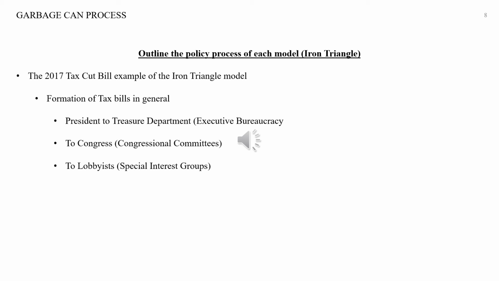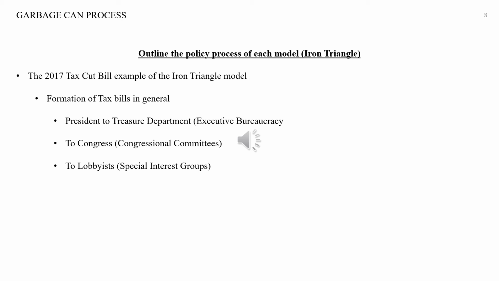The 2017 tax cut bill that was passed in December 2017 relied heavily on the Iron Triangle model to produce a tax bill. This bill relied much on the Iron Triangle, but it also had the endorsement of the president. It had a lot of media coverage, and there were many public opinions that were for it and against it. The Treasury Department is the executive bureaucracy that takes the president's recommendations and drafts the tax law, which is then sent to Congress as proposed legislation.